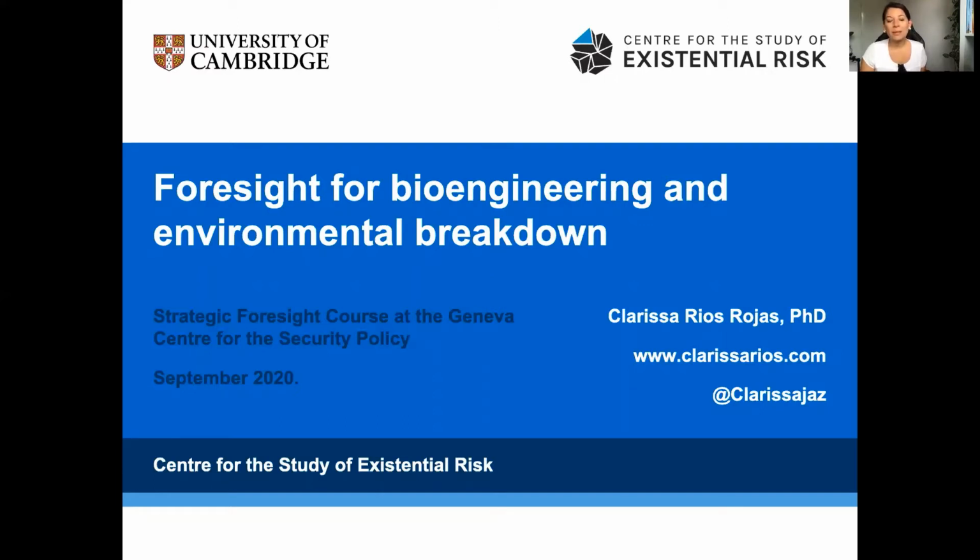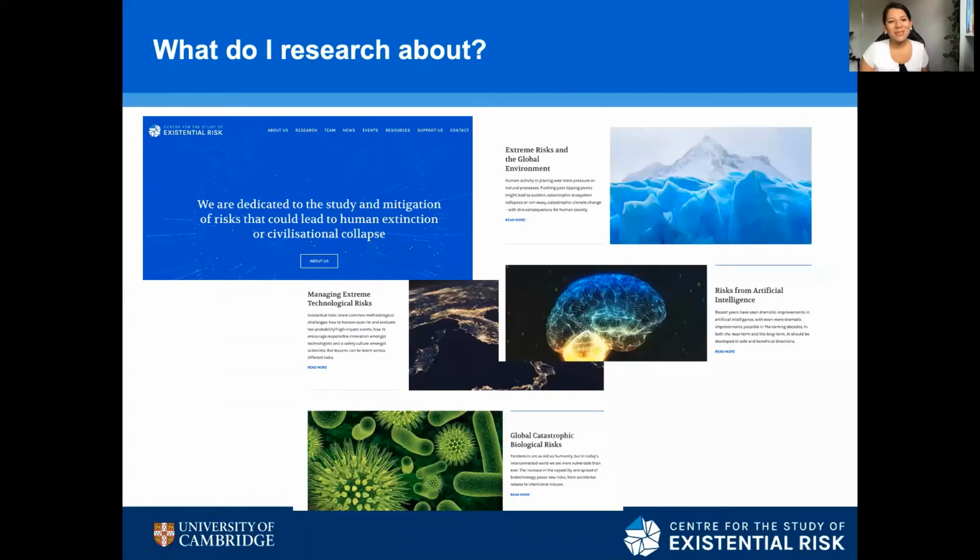Today, I will be talking about how we use Foresight for our work, and I'm going to use two examples to explain a little bit more about how we do it. So what do we do at the center? We are dedicated to the study and mitigation of risks that could lead to human extinction or civilization collapse. For that, we have different avenues of research.